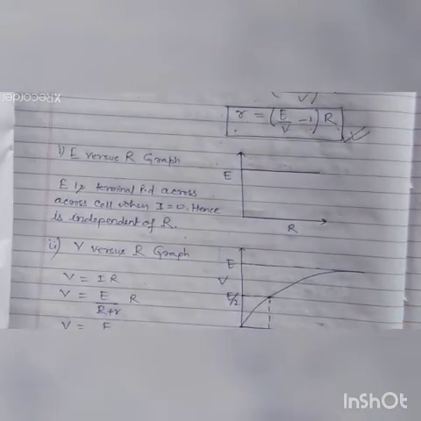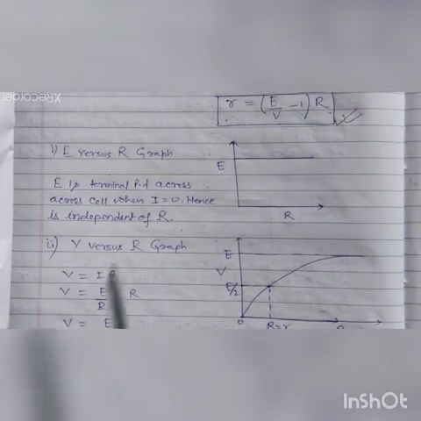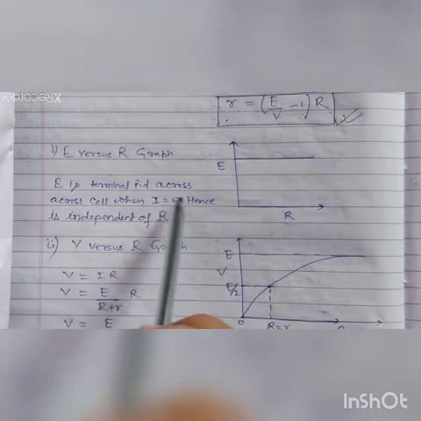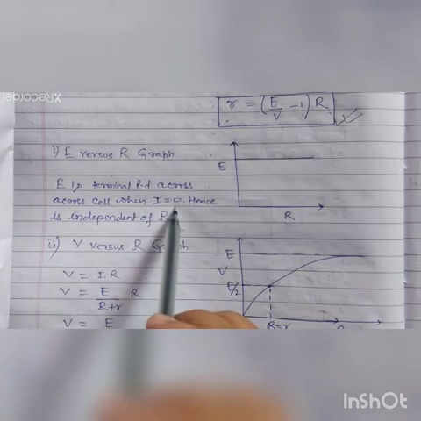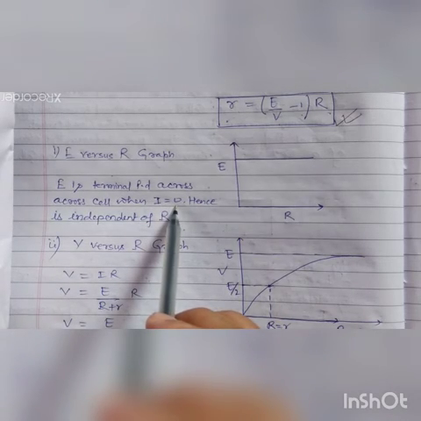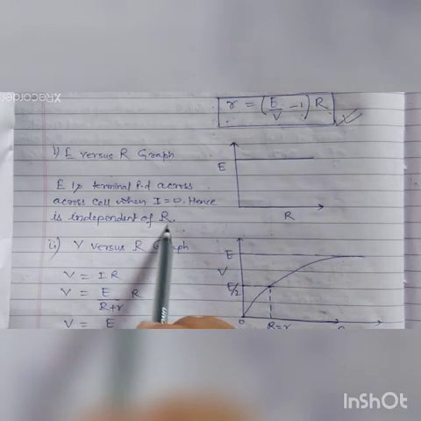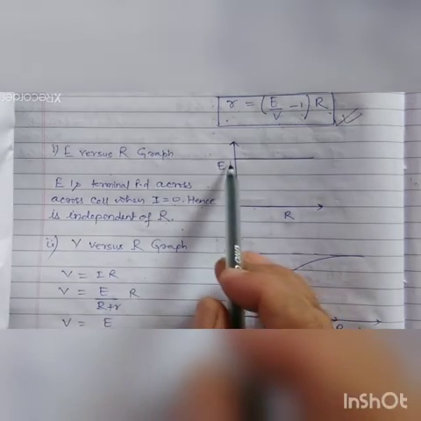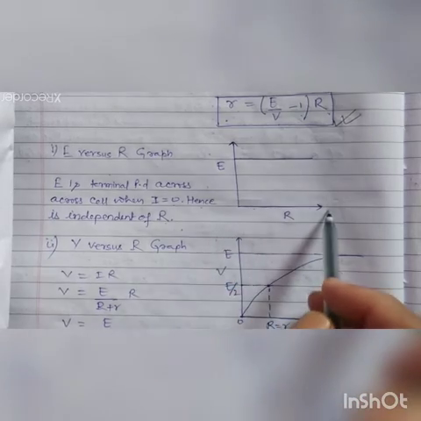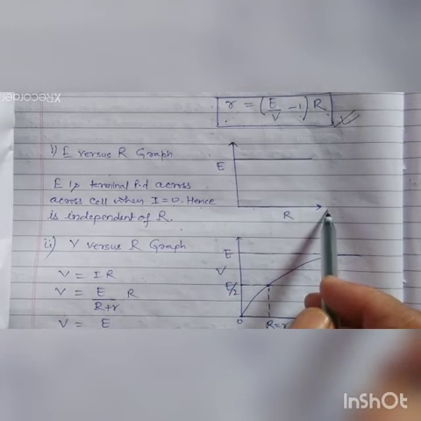Now the E versus R graph. E is the terminal potential difference across the cell when I is equal to 0. Hence the value of E is independent of the value of external resistance R. So the graph will be a straight line parallel to the resistance axis.